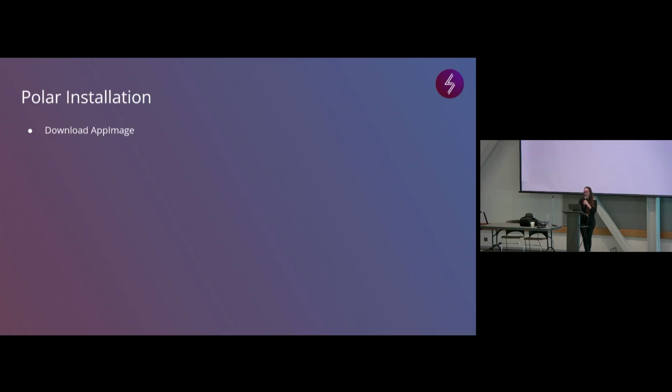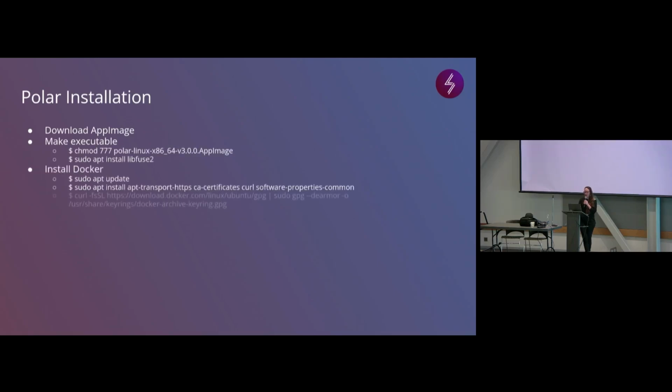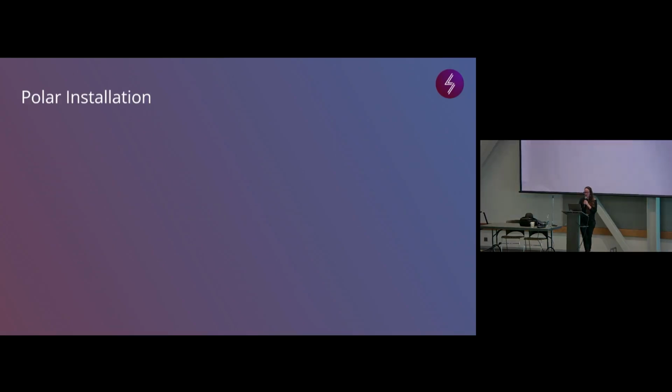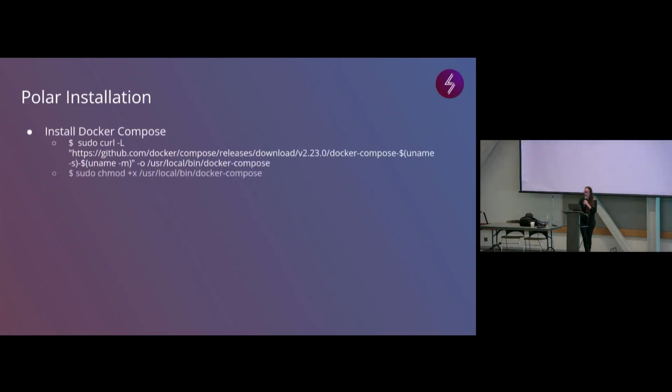Cool. All right, so you would download the app image, you make it executable. Again, this is all of the various different commands I ran on my machine, installing Docker, and then you want to install Docker Compose. I had a question. Can you run Polar without Docker? No, Polar requires Docker.